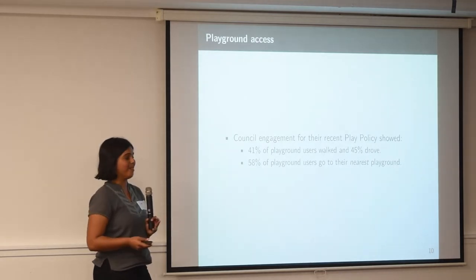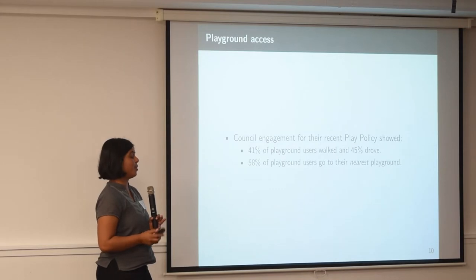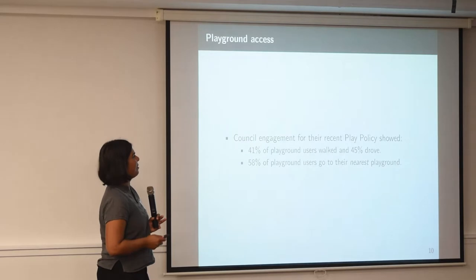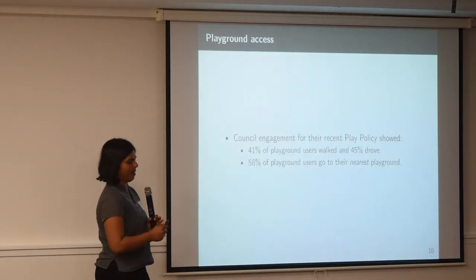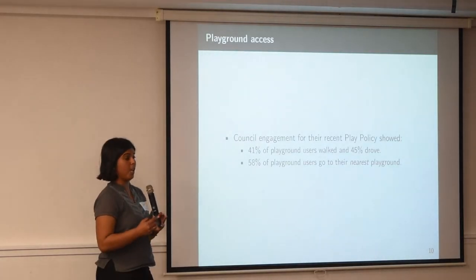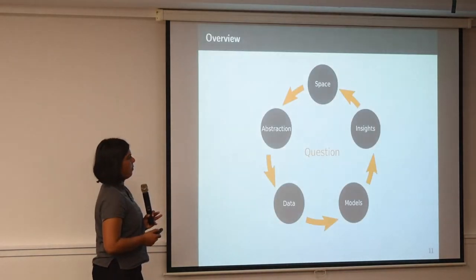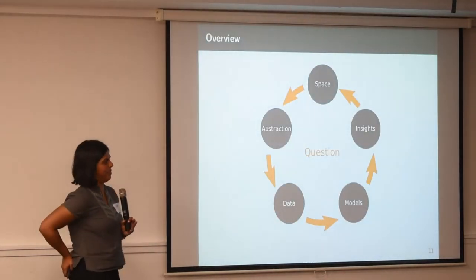That's probably because it might be too hilly for them, I suspect, but nobody's actually asked them that question. But anyway, this is why looking at council playgrounds can be a good proxy for looking at local accessibility in Wellington. So now you can start doing some data science, and this is how you do it.